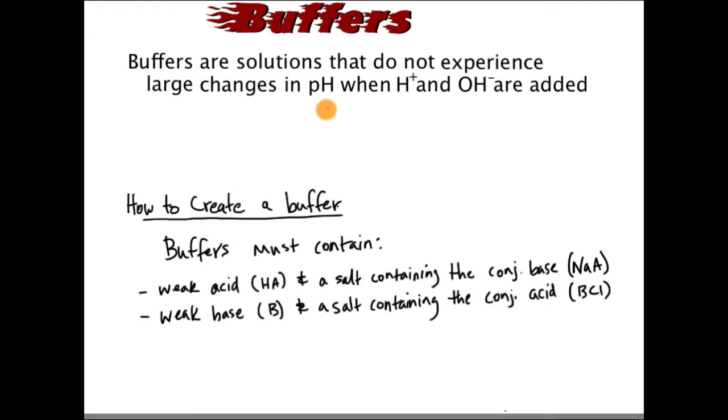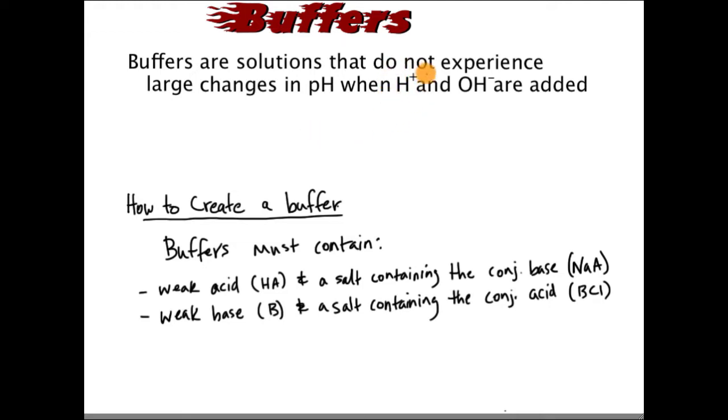For example, your blood is an example of a buffer system. Your blood has to have a pH maintained of about 7.35 to 7.45. If your blood pH changes, if it goes up or goes down, it doesn't have to change drastically, just a slight change in your pH. If it gets too low, you get what's called acidosis, and if it gets too high, you get alkalosis, which both can essentially kill you.